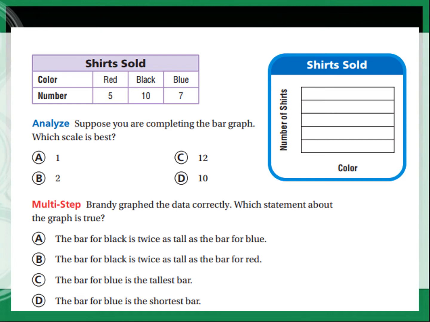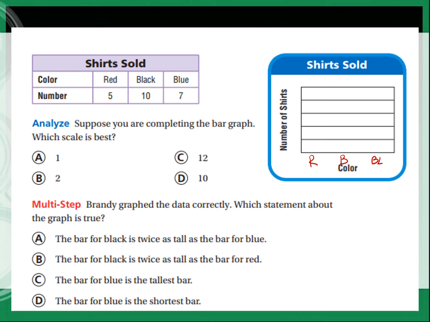Okay, so let's look at this one here. It says color shirts sold: red, black, blue, with numbers 5, 10, and 7. So I need to put my titles down here: red, black, blue.